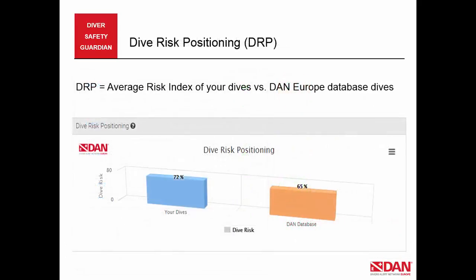Dive risk positioning allows divers to compare their personal risk to that of the collective DAN database. On the slide it shows that the individual diver, on average, performs dives that produce a gradient factor of 72% compared to 65% in the rest of the DAN database.